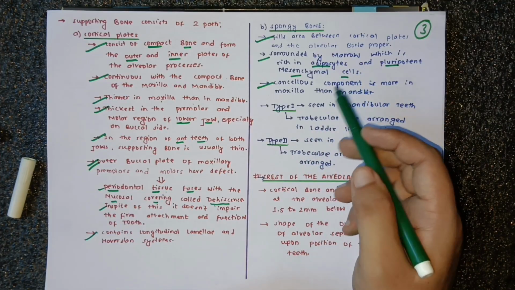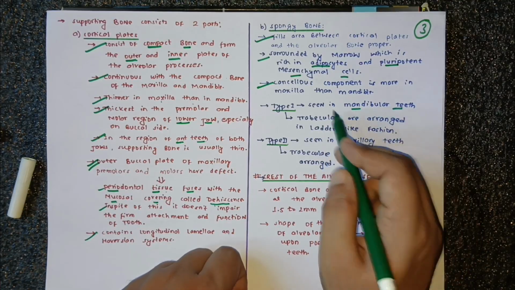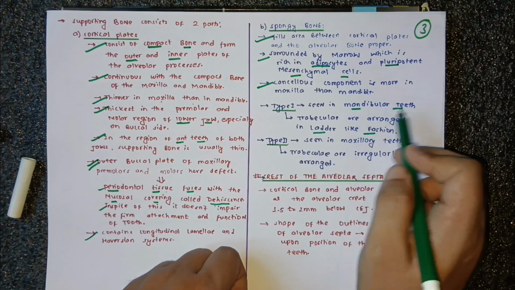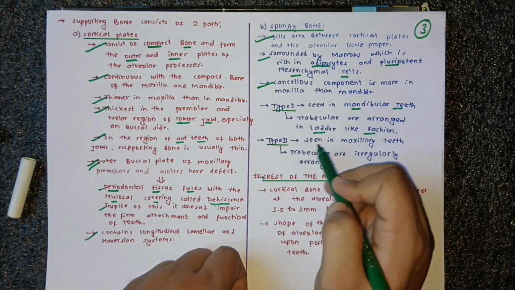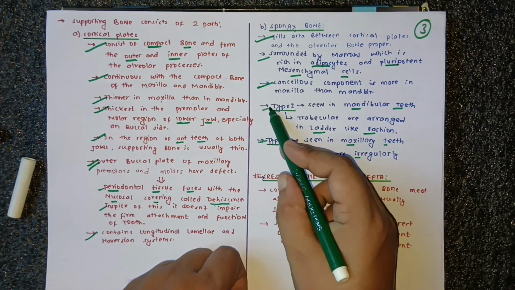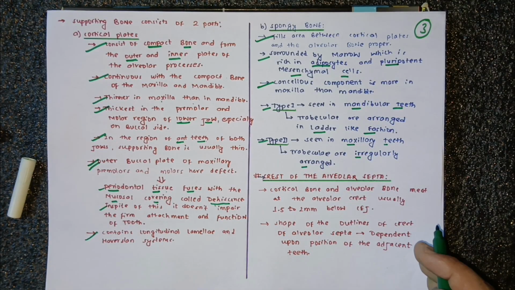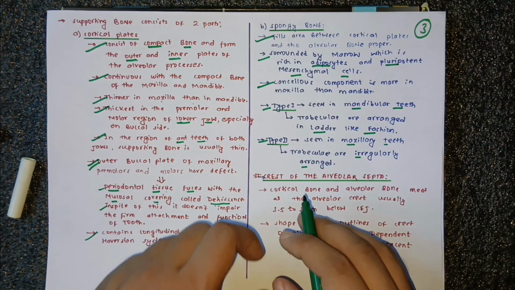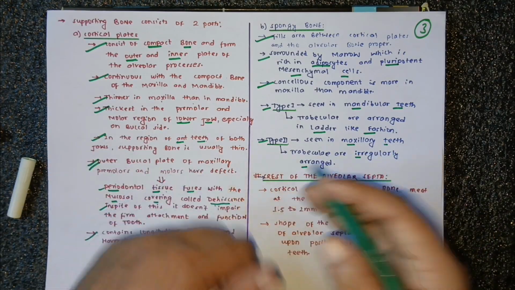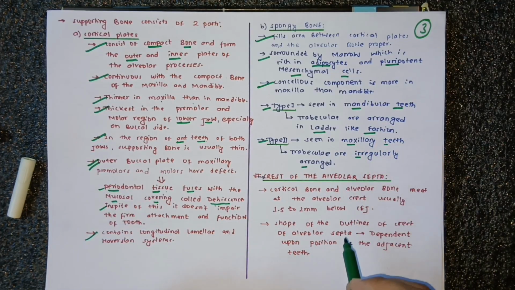Similarly, in the spongy bone we also have type 1 and type 2. Type 1 is seen in the mandibular teeth, the lower jaw, and the trabeculae are arranged in a ladder-like fashion. Type 2 is seen in the maxillary teeth, and the trabeculae are irregularly arranged there. So type 1 is in the mandibular teeth and type 2 in the maxillary teeth. In type 1 the trabeculae are arranged in a proper orientation, in ladder-like fashion, but in type 2 they are irregularly arranged.